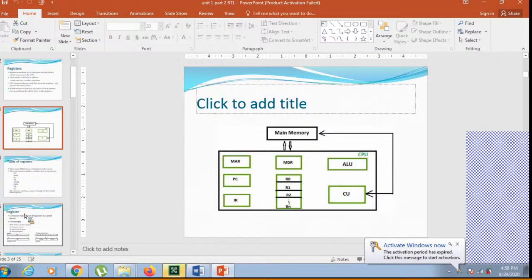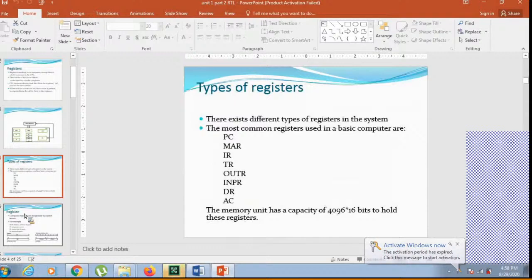Now, here I am saying that register is a storage device. Storage device means it needs some memory space. Now, how much of memory space is required to hold these registers? That is 4096 by 16 bits of memory space.